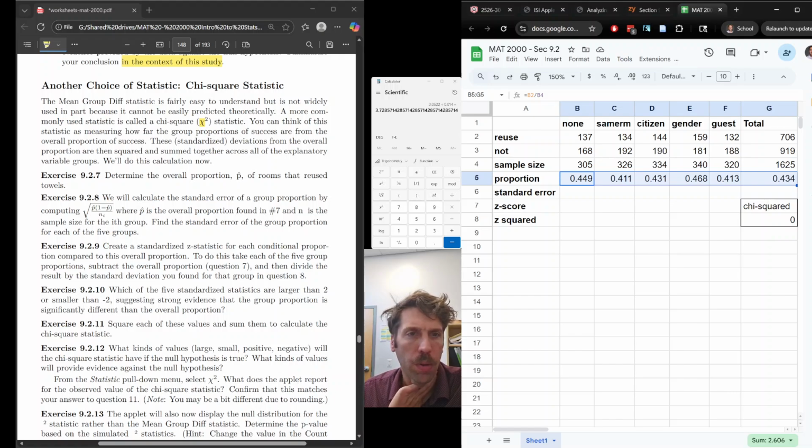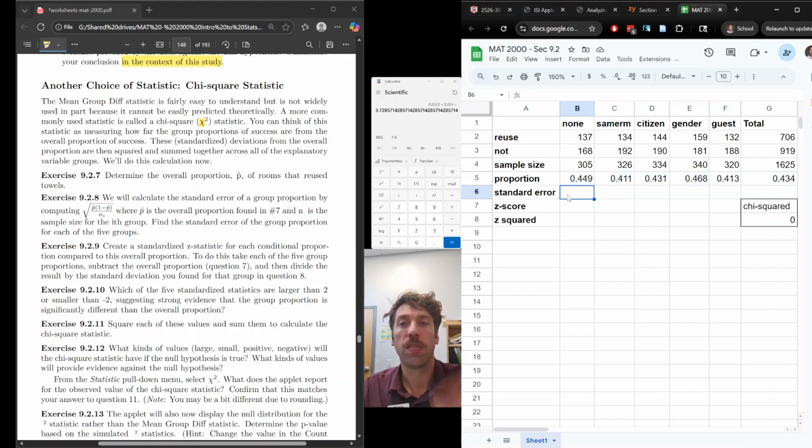So now, for number 8, we will calculate the standard error of a group proportion by computing the square root of p hat times 1 minus p hat over ni, where p hat is the overall proportion found in number 7, and ni is the sample size for the ith group. Find the standard error of the group proportion for each of the 5 groups.